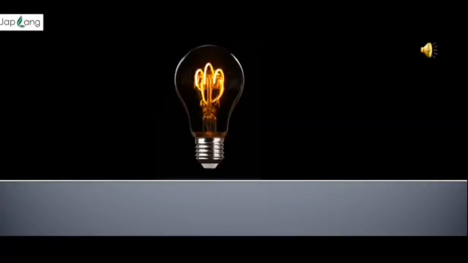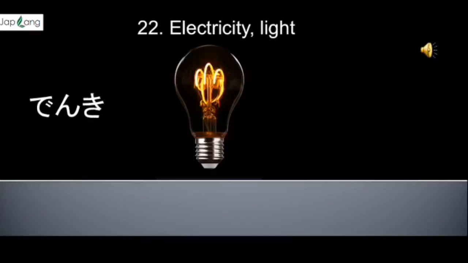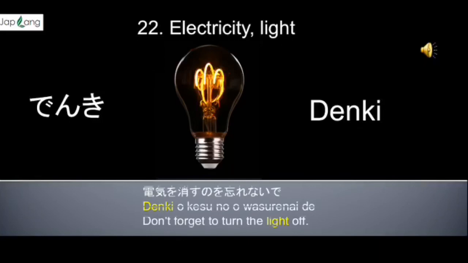Alright, next is a bulb, right? This is electricity or light. We call it denki. Denki is electricity or light. We say denki o kesu no wasurenai de kudasai. It means don't forget to turn the light off. Denki o kesu no wasurenai de kudasai. We listen to the Japanese sound.